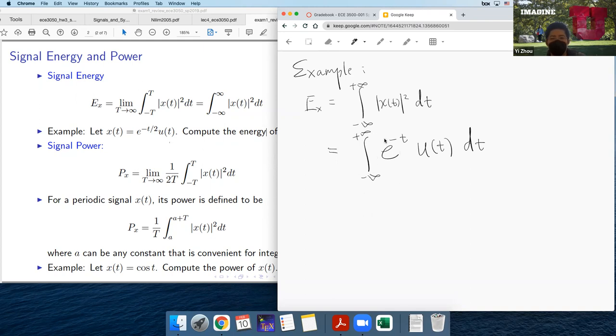Okay, and then we have this integration, just work it out. We have this u(t) here, which can be absorbed into the integration to restrict the range from 0 to positive infinity. Whenever you see a u(t) or a product of multiple u(t)s, they are always understood as a kind of window function. This u(t) will restrict the integration within the positive time domain, and then you just work out this integration.